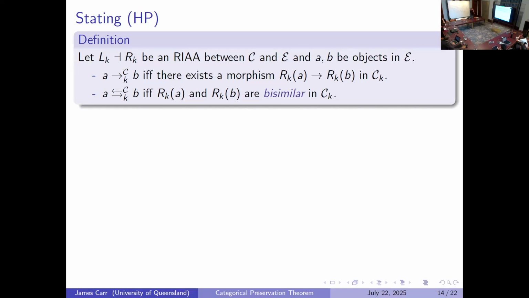The most straightforward one, I don't really have a way of saying this in words easily, so I'm going to say, like, A maps CK to B. So these are objects in the base category. We're going to say that they have this relation of mapping CK exactly when there's just any morphism between their images through the adjunction. That one's relatively straightforward. There's a sort of dualized version of it, but it's a bit more complicated.